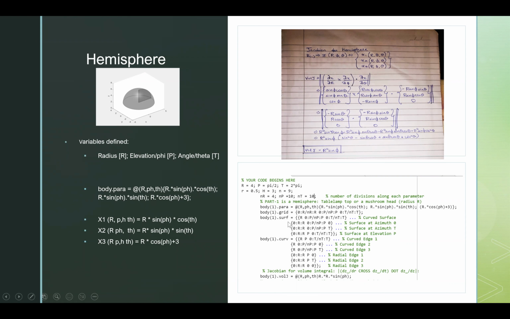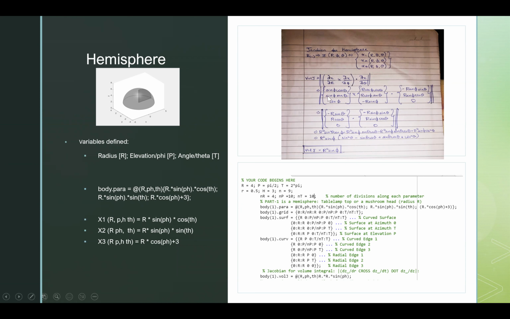So I've defined the surface basically first by keeping the radius constant and then keeping the theta constant at azimuth equal to 0 and then at azimuth equal to t and then keeping the elevation angle phi constant.